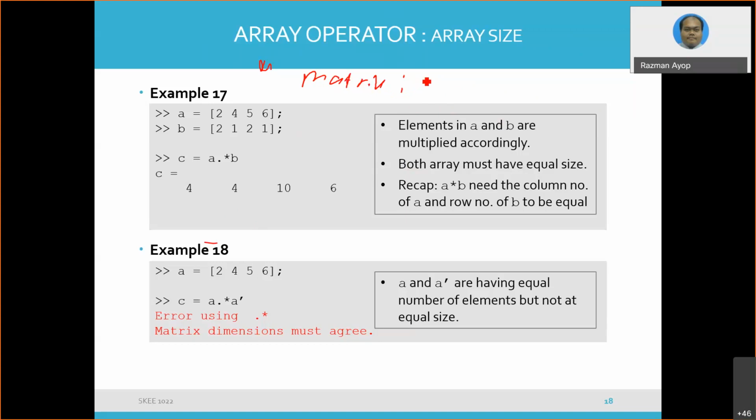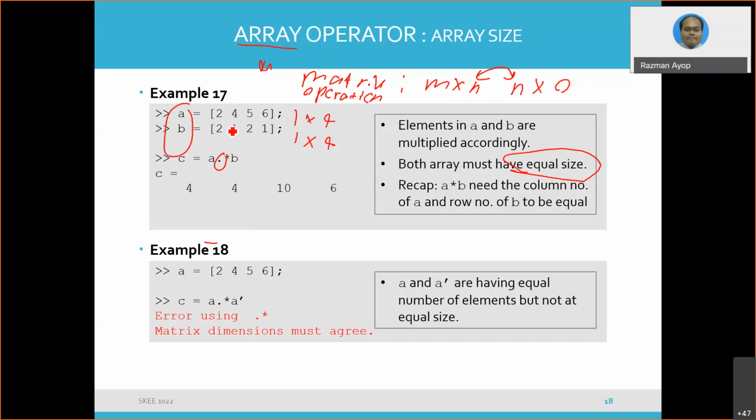For matrix operation, you need to have m multiplied by n, and then the other matrix needs to be n multiplied by o. For example, you need to make sure that this is the same. But for array operation, you need to have the same size, equal size. So for an array like this one, 1 multiplied by 4, and this one is 1 multiplied by 4. So make sure for array operation you need to have the same size.